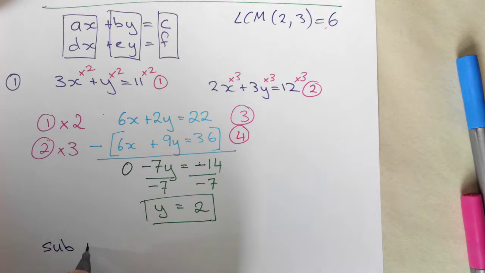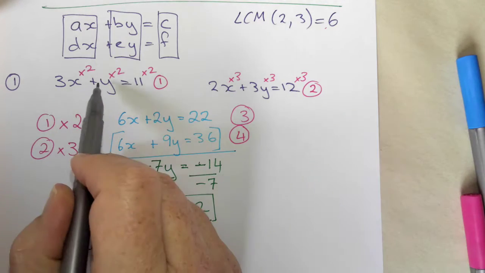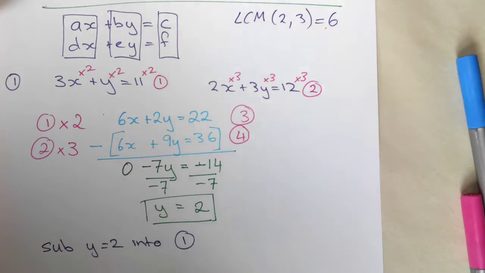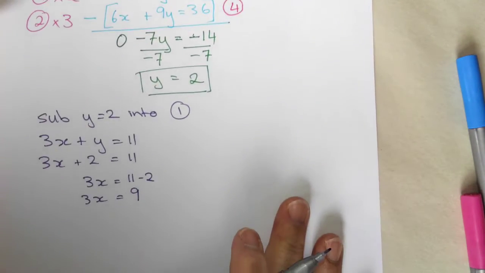I'm going to say let's substitute y equals 2 into equation 1, simply because it's got just a y there and I don't need to do anything more with that. So I'm going to write down equation 1, 3x plus y equals 11, and replace the value of y with the number 2. So 3x plus 2 equals 11. So that 2 now I need to take to the other side. So 3x equals 11, take away 2. So 3x is equal to 9.